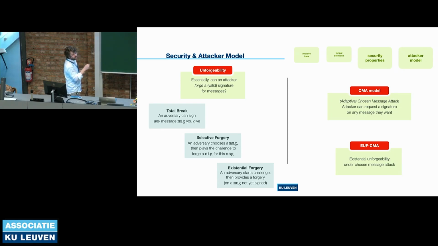this can really be any message that you want. Here you choose a message. Now you can request signatures on any other messages, right? You can request as many as you want, and then you're wondering, can I now also forge a signature for this specific message?